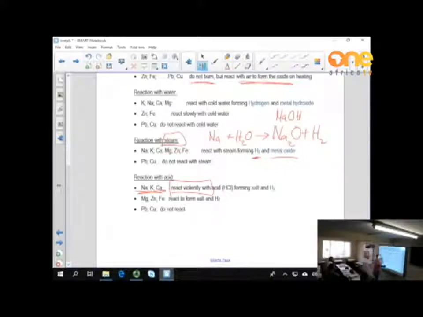So we don't add these metals to acids, but if you would, you will have an extremely violent reaction. The product will also be a salt and hydrogen gas. By the way, how do we test for hydrogen? A burning splint makes a blue flame, with a popping or whistling sound.